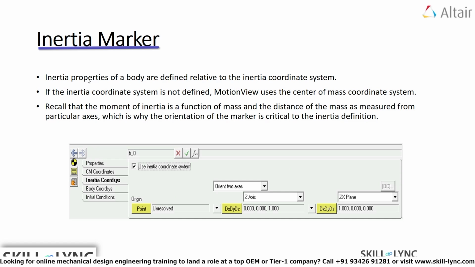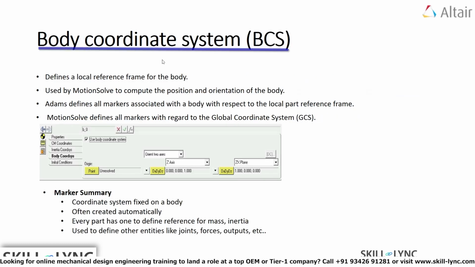Inertia marker. The inertia properties of the body are defined relative to the inertia coordinate system. If the inertia coordinate system is not defined, Motionview uses the center of mass marker by default. And the reason is that the moment of inertia is a function of mass and the distance of the mass as measured from the particular axis, which is why the orientation of the marker is very critical for the definition of inertia.